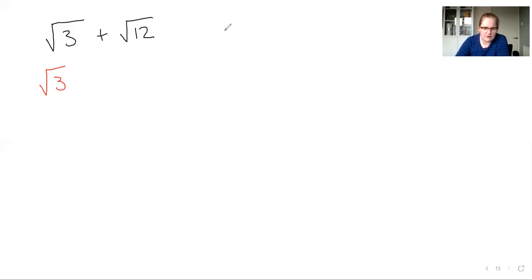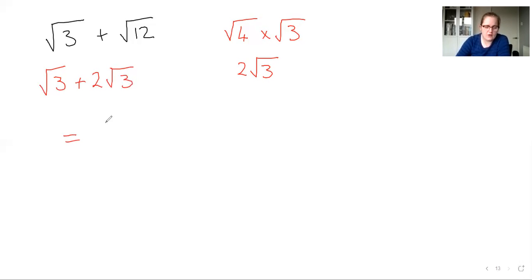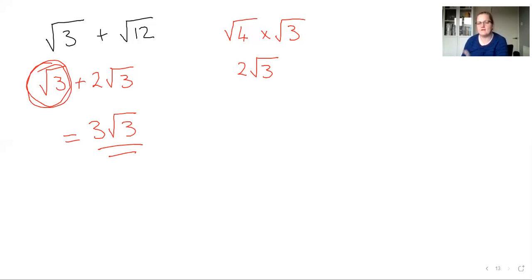So we can get root 4. 4 goes into 12 3 times. So root 4 multiplied by root 3. Can we simplify this down? Yeah, we can turn it to 2 root 3. Let's add this to the equation. So we've got 1 lot of root 3 plus 2 lots of root 3. And our answer to that would be 3 root 3. And it's important to remember that this is equal to 1. That's the biggest error with these questions, that people forget that that is equal to 1.